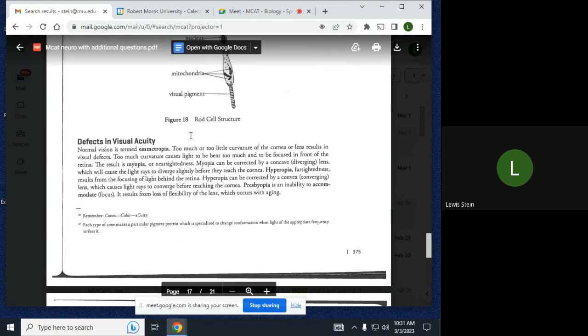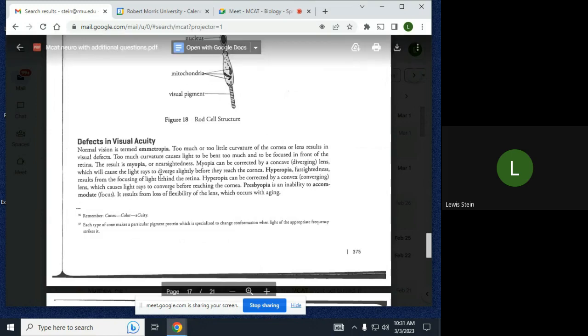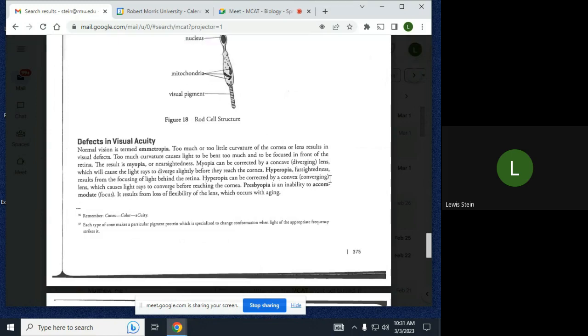So other terms that are important. Emmetropia, I beg your pardon, normal vision. Too much or too little curvature of the cornea or the lens changes where the light is bent. So when you hear myopia, like I have, nearsightedness, it would be worthwhile remembering myopia is corrected by a concave, or diverging, lens. The light rays diverge slightly to reach the cornea. Hyperopia, farsightedness, is corrected by a convex or converging lens.